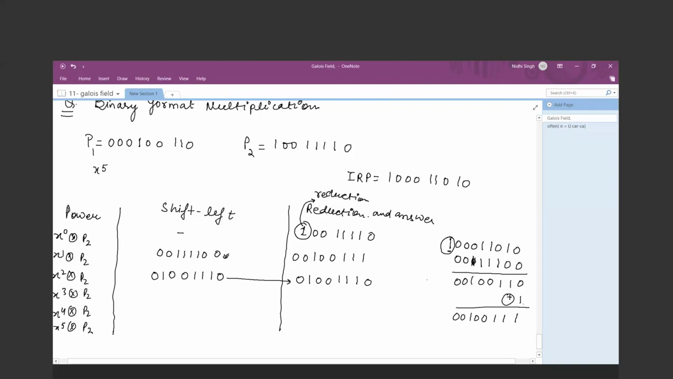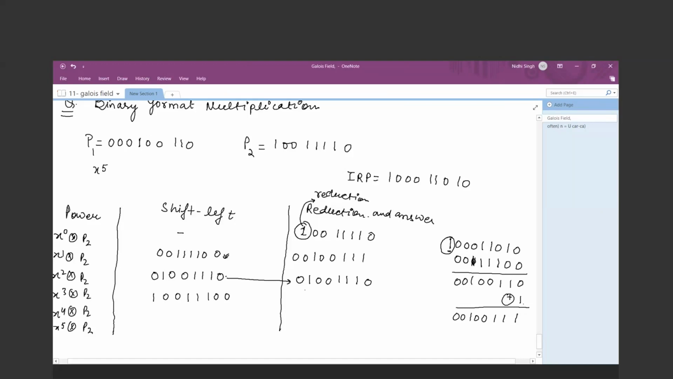If there is a need of reduction, then you have to perform the XOR with the irreducible polynomial and paste the answer over there. Okay. Otherwise you can directly paste the shift left answer over there. Now I have to shift left again. That is 1 0 0 1 1 0 0.